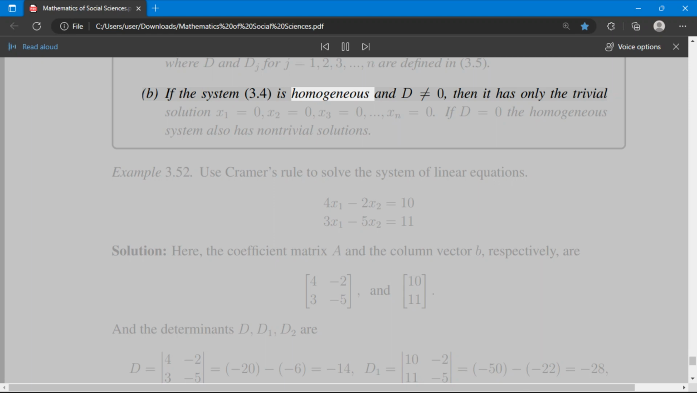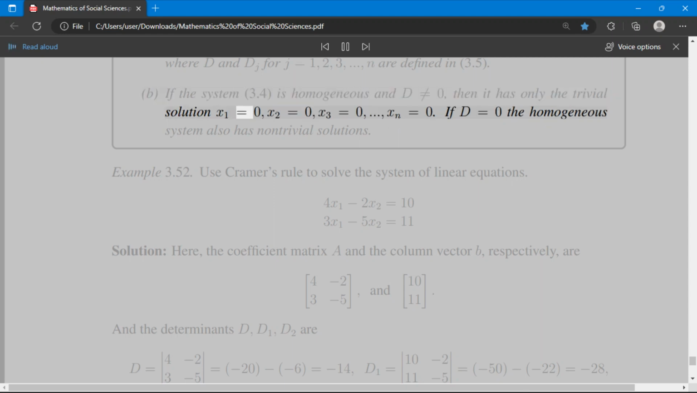B. If the system (3.4) is homogeneous and D is not equal to 0, then it has only the trivial solution x1 = 0, x2 = 0, x3 = 0, ..., xn = 0. If D = 0, the homogeneous system also has non-trivial solutions.